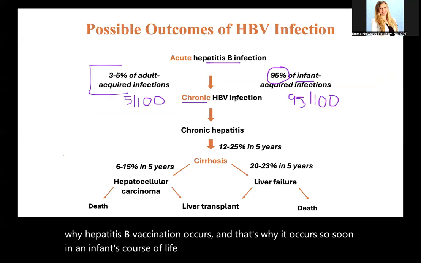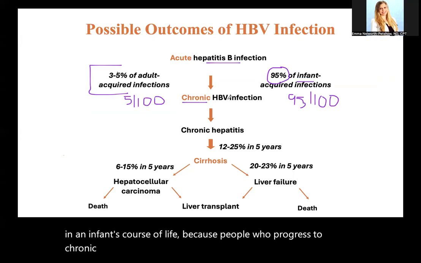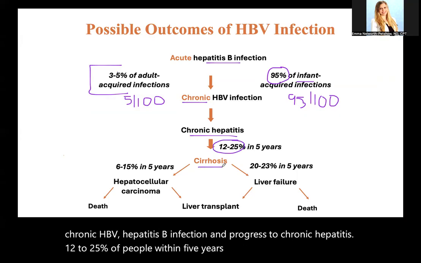Because of people who progress to chronic HBV, hepatitis B infection, and progress to chronic hepatitis, 12 to 25% of people within 5 years will progress to cirrhosis.